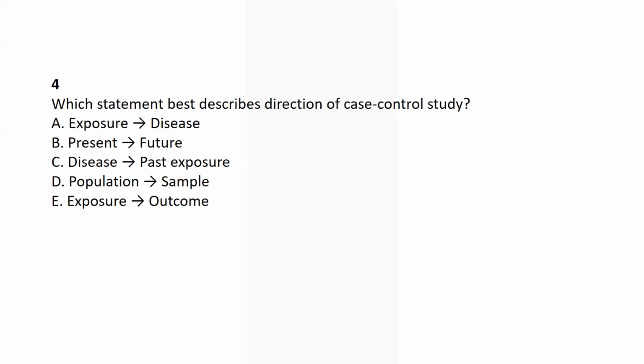Question number 4. Which statement best describes direction of a case control study? Option A, from exposure to disease. B, from present to future. C, from disease to past exposure. D, from population to sample. And E, from exposure to outcome. C. Yes, C is the right answer.